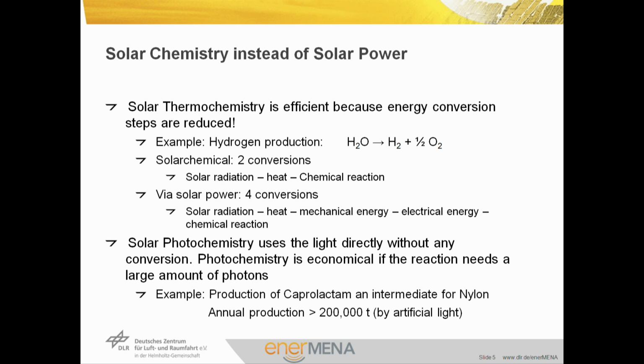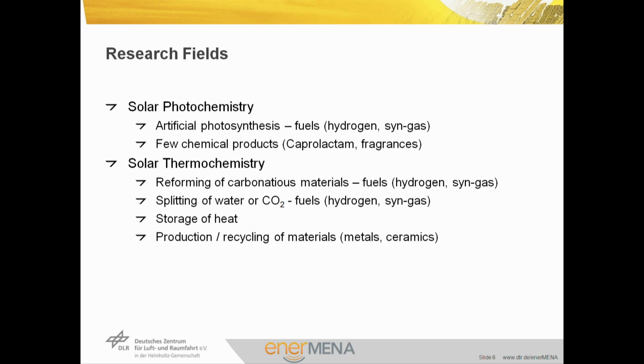However, photochemistry is not so common in chemical industry. There are only a very few processes, but there's one large process in the production chain of nylon, which is the production of the raw material caprolactam, with an annual production of more than 200,000 tons. Unfortunately, this is run by artificial light, and we are developing technologies so that in the future we can run this with solar reactors.